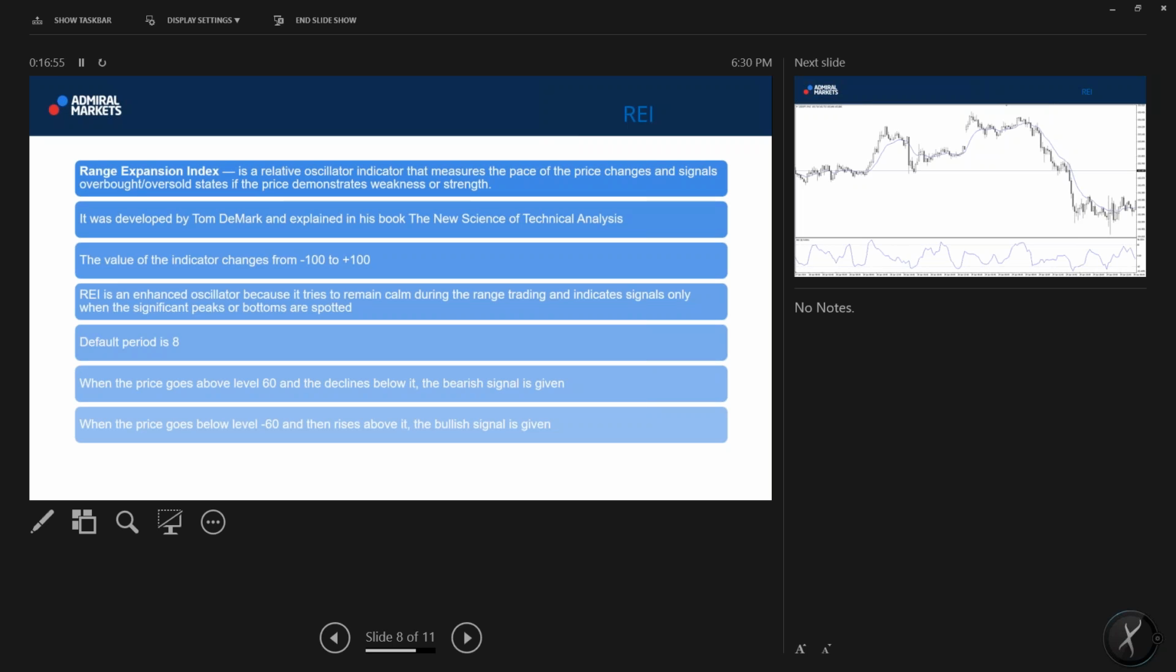We will also use 8, and by default, when the price goes above level 60 and declines below it, a bearish signal is given. When the price goes below minus 60 and then rises above it, the bullish signal is given. In this system, we modified default values, so we will not use 60 and minus 60, but rather we will use 30 and minus 30. That is what we will use with our REI system.